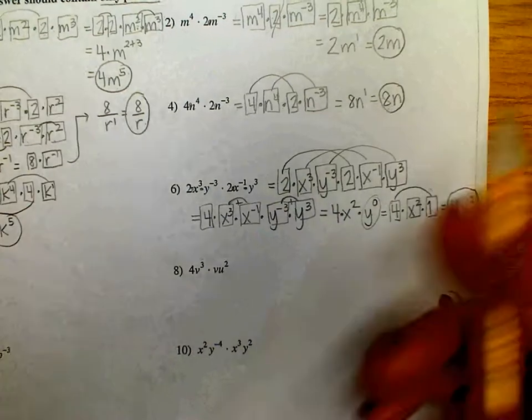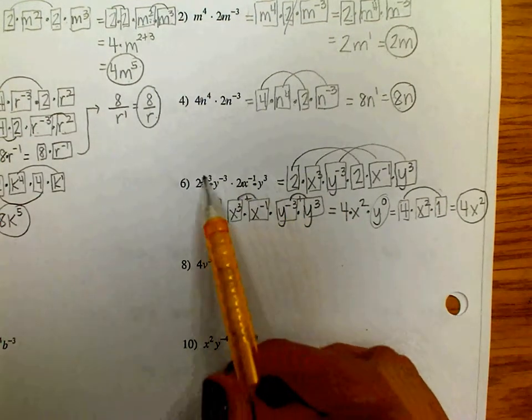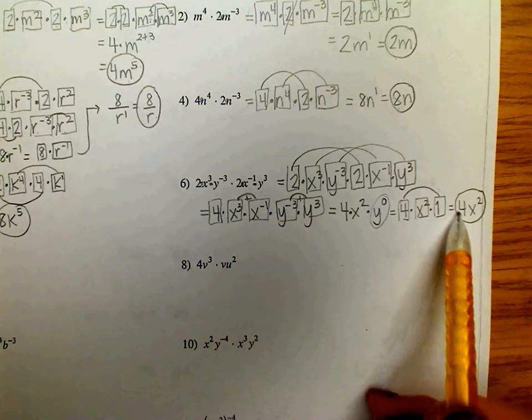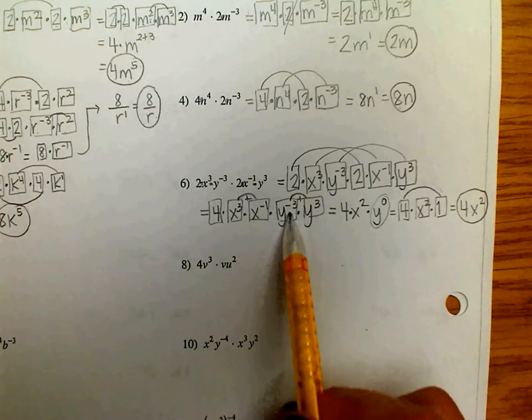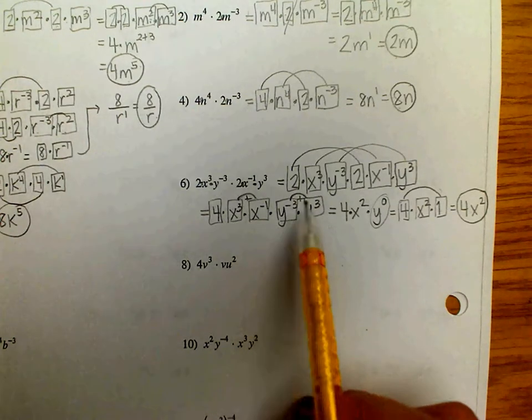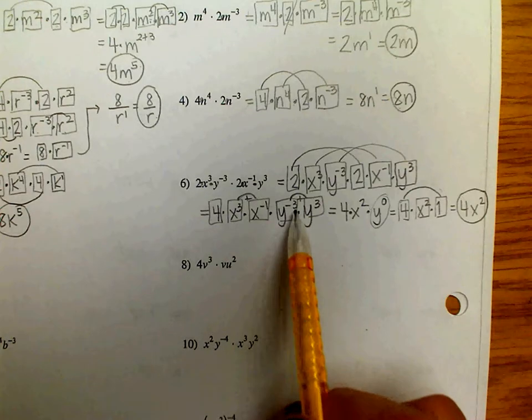All of this went to being this. Now some of you might be like, but Ms. Hong, why didn't you flip the negative to the bottom? Because I usually like to wait until if I see y's side by side, I like to add them first.